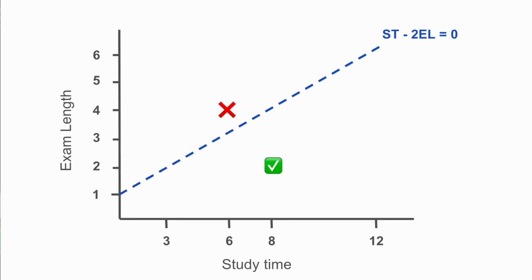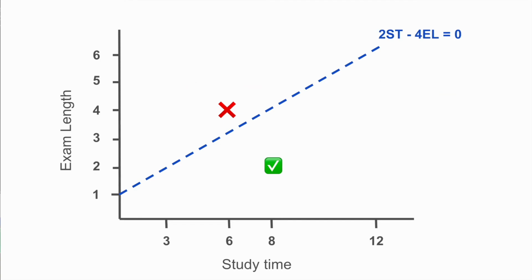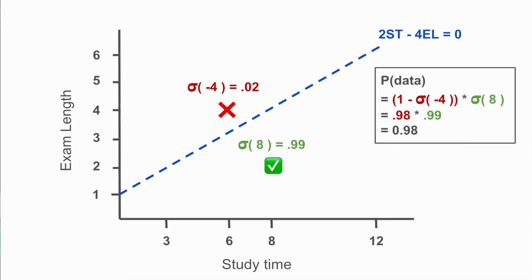Let's see how this compares to a different threshold. Let's try our original one, study time minus 2 times exam length equals 0. This gets us a probability of seeing the data we saw of 86%. Much better. But we know that bigger parameters means more extreme probabilities. So what happens if we amplify everything by a factor of 2? The likelihood of seeing the data we saw is now 98%. So when the data is perfectly linearly separable, we could theoretically keep inflating our parameters forever and continue to improve.